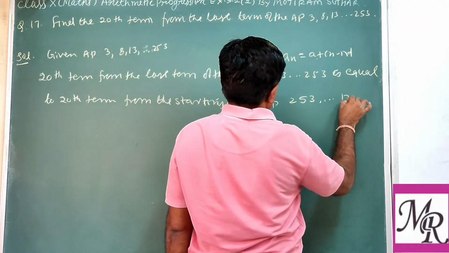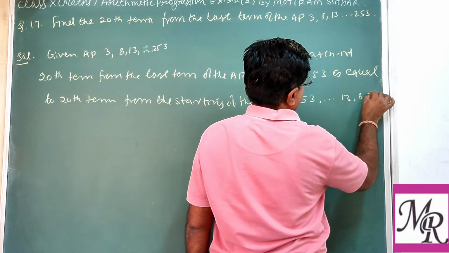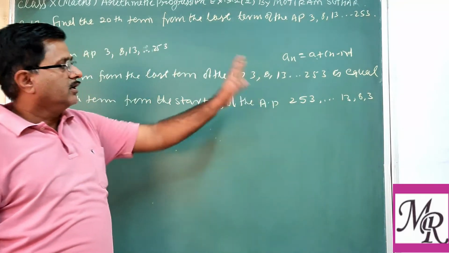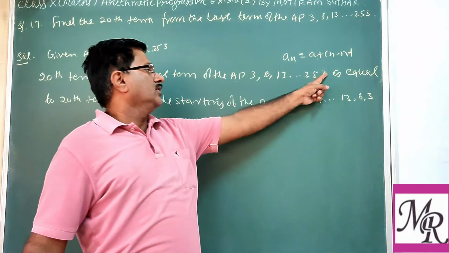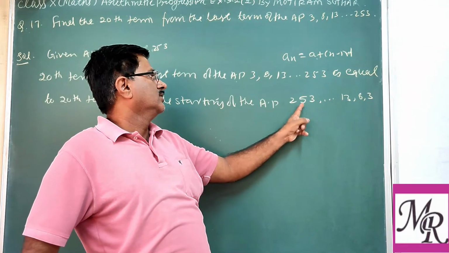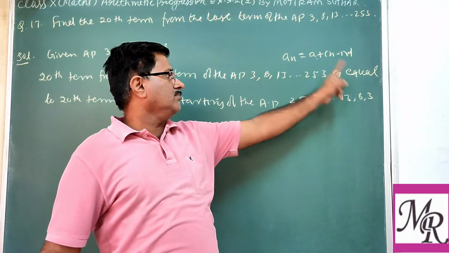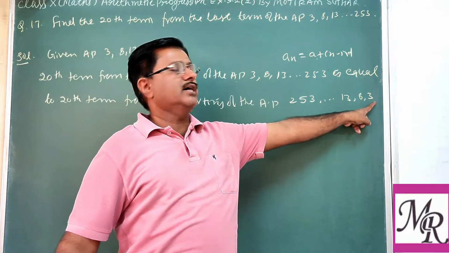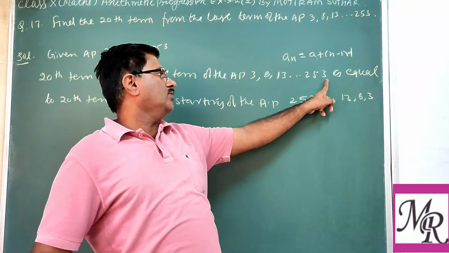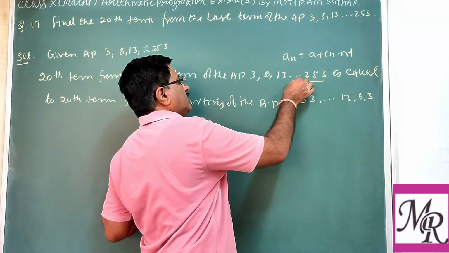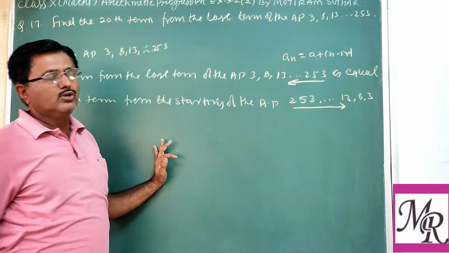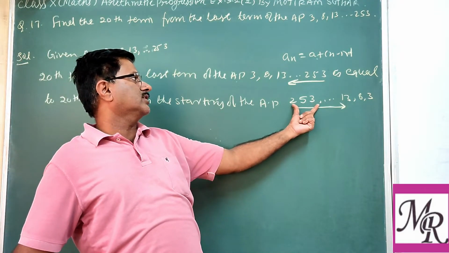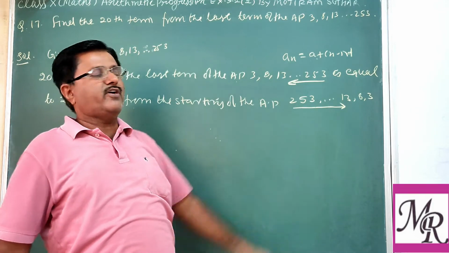Now you have to check the order of the AP. We totally reverse all the terms of the AP. The last term is considered as first, and the first term is considered as last. So in this AP you have to find the 20th term from this side, which is the same as finding from this side. So now we find the 20th term using the normal formula.